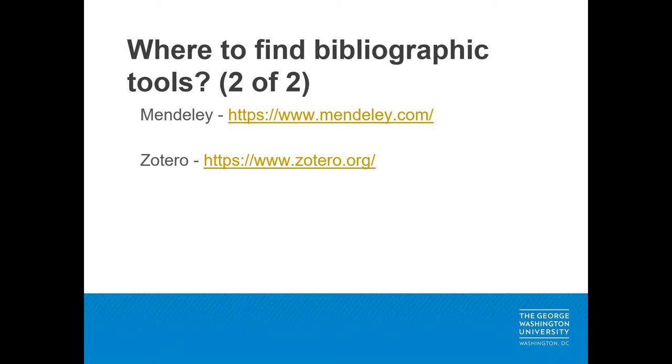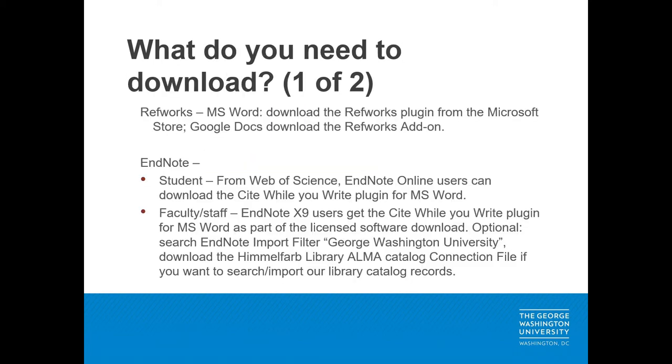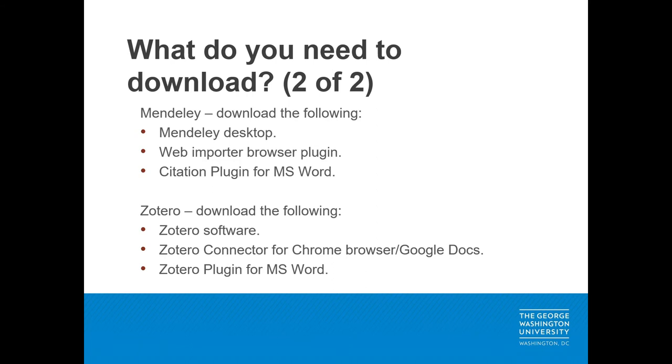Mendeley and Zotero are freely available online. Bibliographic tools come with productivity downloads that plug into Microsoft Word or Google Docs. Faculty and staff EndNote X9 users get the Cite While You Write plugin for Word as part of the licensed software download. Power users might also like to download the EndNote import filter that searches our Himmelfarb Library catalogue records. For Covenants, there is nothing to download as it's all done online. Mendeley and Zotero both have desktop software downloads and plugins for browsers and Microsoft Word.